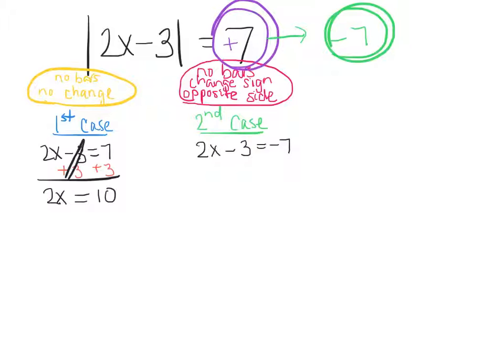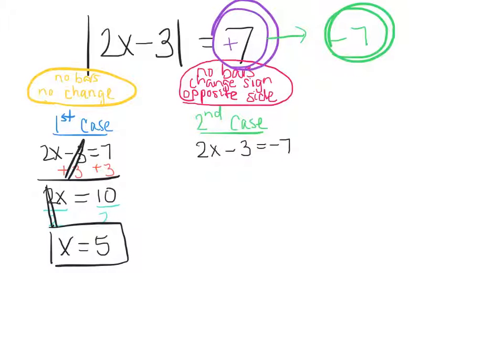The next thing is I got to get rid of that 2 that's being multiplied. So I'm going to divide. So I divide by 2 to both sides, so it goes under the 10 as well. I got to simplify, so 2 divided by 2 is 1, which makes it 1x, just x. Bring down an x. Bring down your equal sign. 10 divided by 2 will give me 5. So my first answer will be x equals 5. Then I go on to case 2.